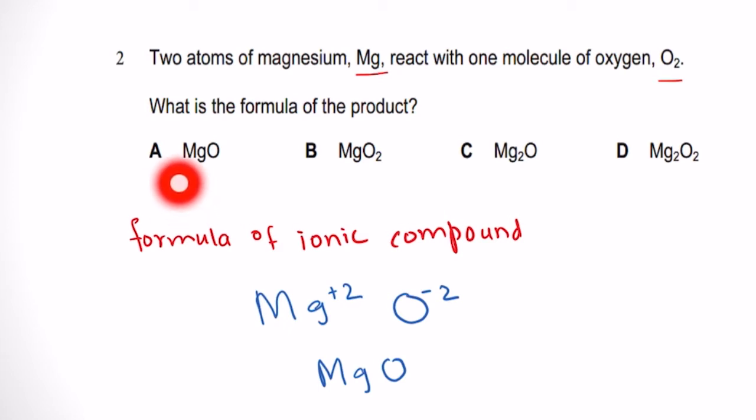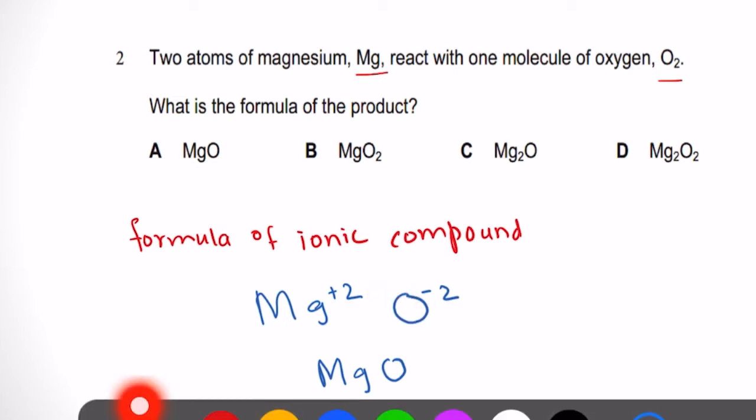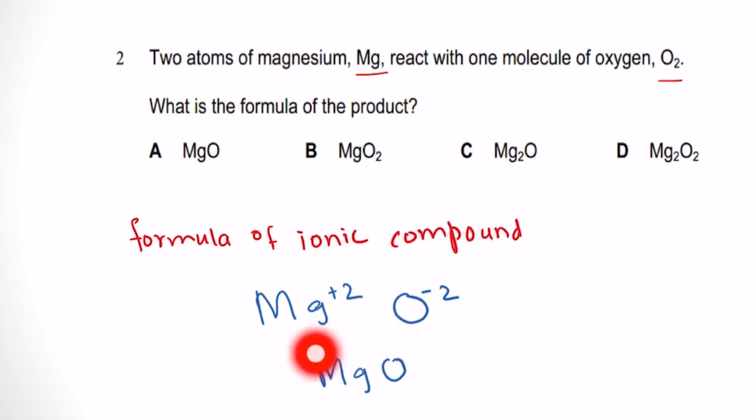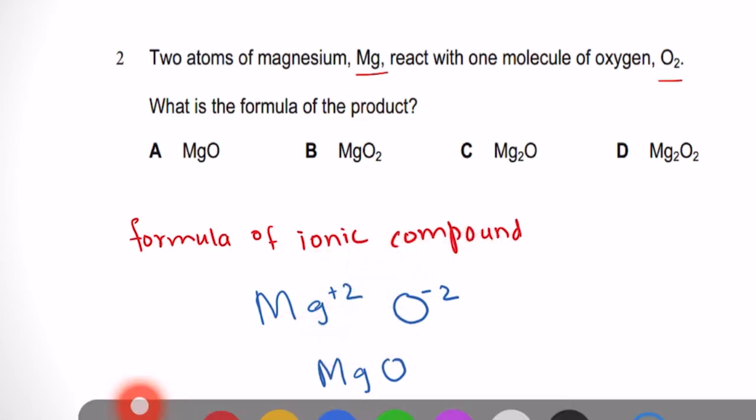So don't get confused by the wording here, like 2 atoms of magnesium, 1 molecule of oxygen, because ionic compounds always have the same formula. The formula of an ionic compound cannot be changed, it is determined by their valencies from the periodic table.